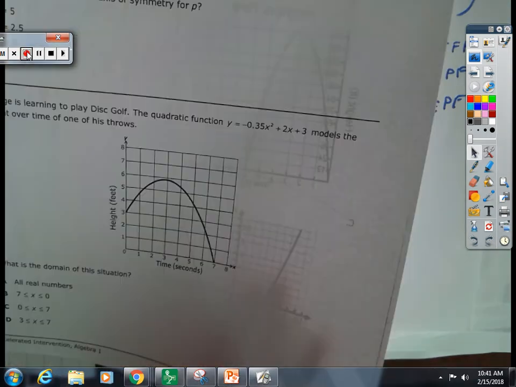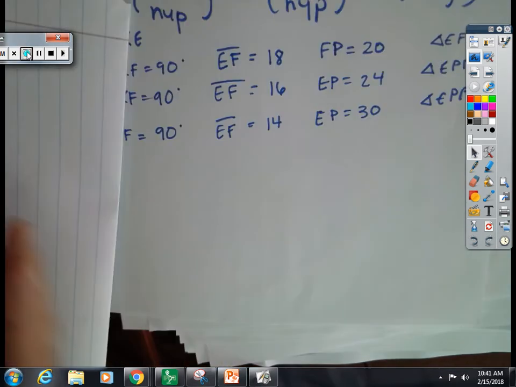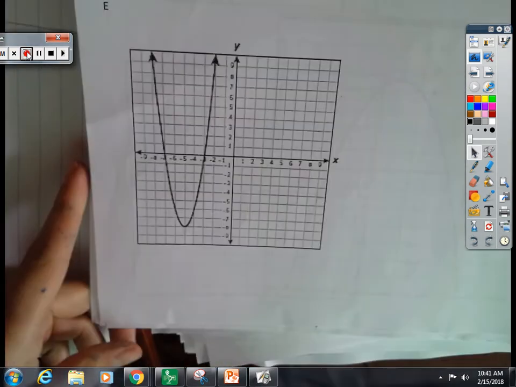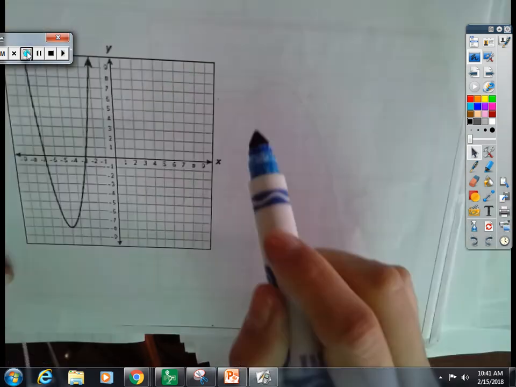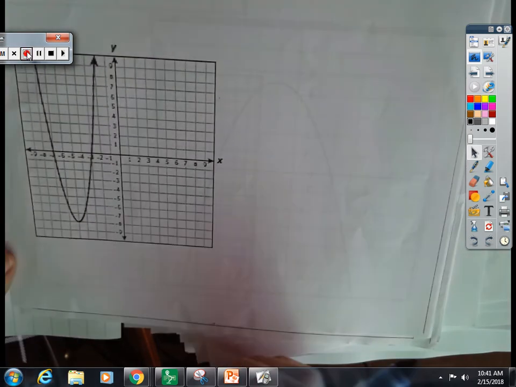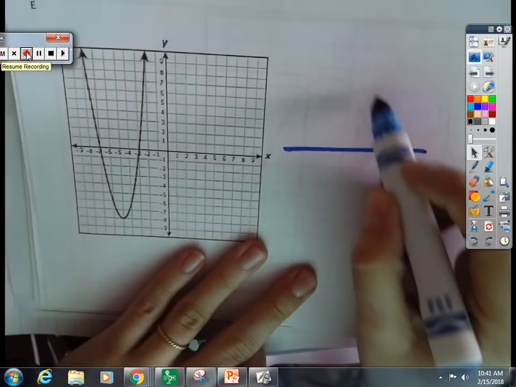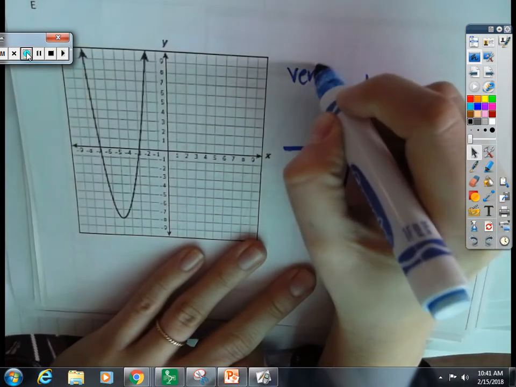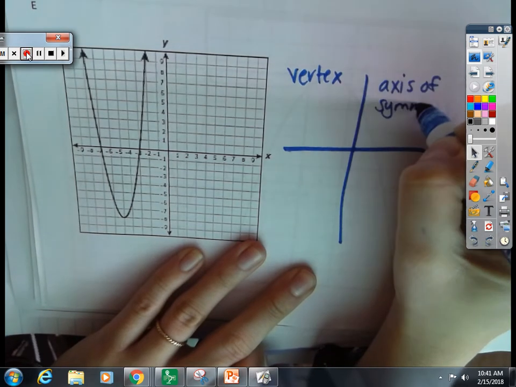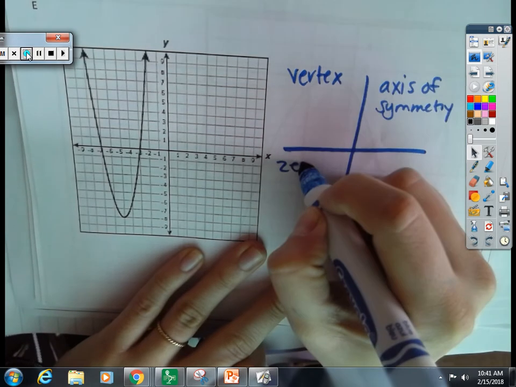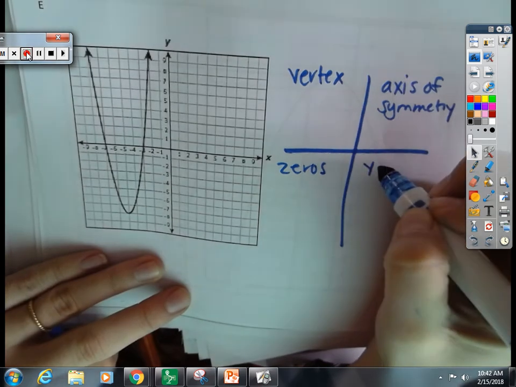So, we've already done some of these in class. Find the one that looks like this. It has the letter E on it. There aren't any page numbers, but there it is, example E. Alright, so we do the 4 parts: vertex, axis of symmetry, and zeros. Okay, we're also going to do the y-intercept in the next one, so we're just going to go back to that one.